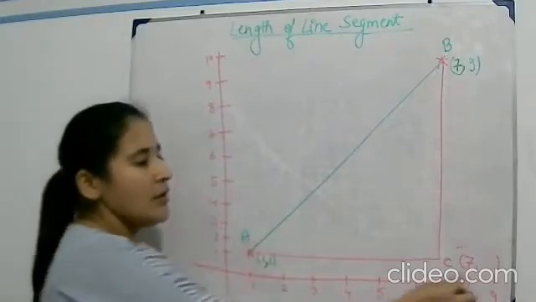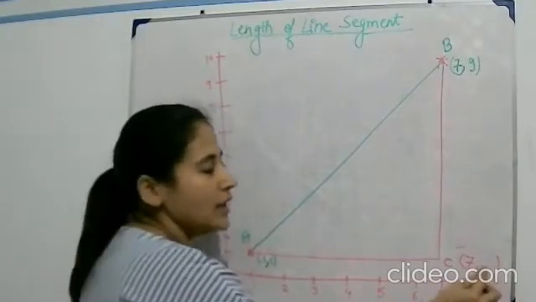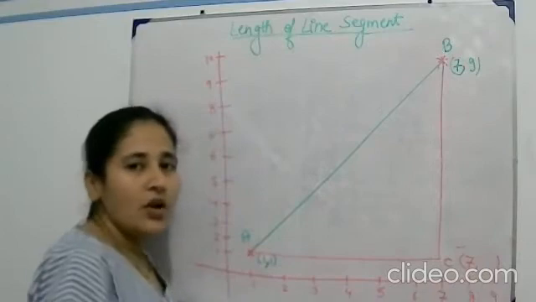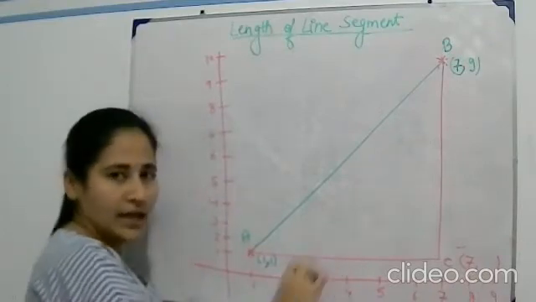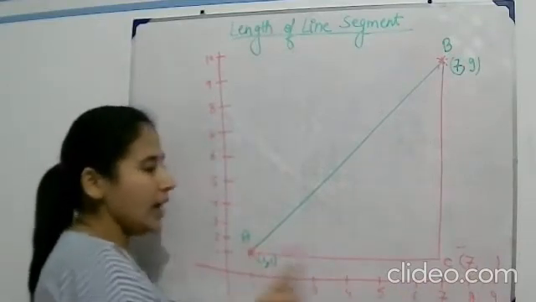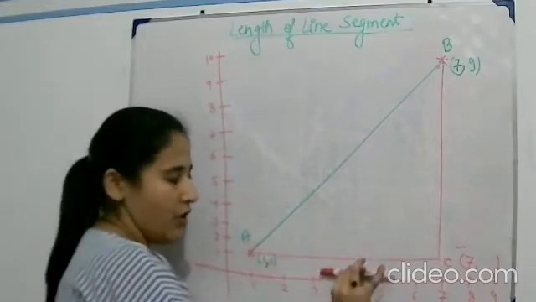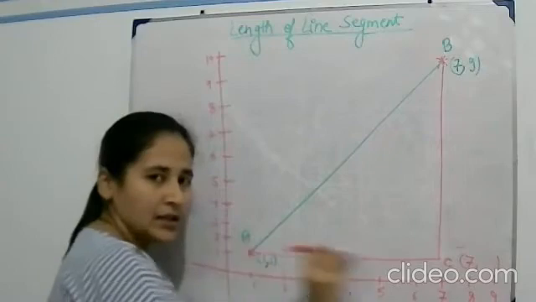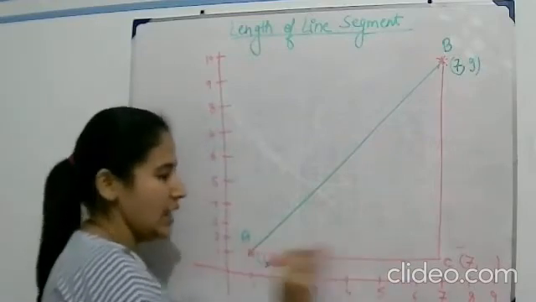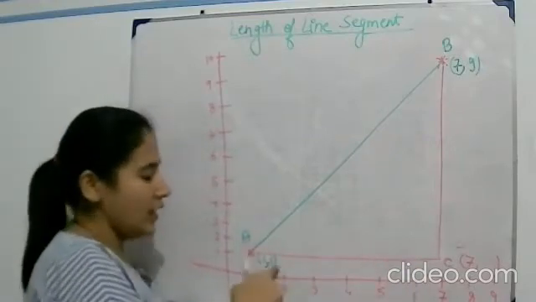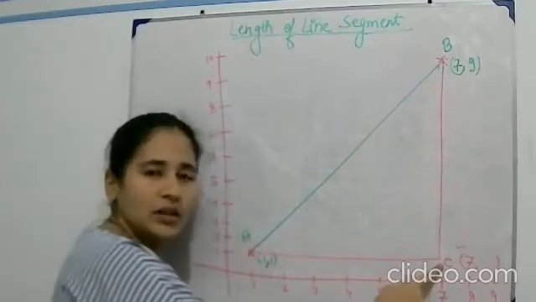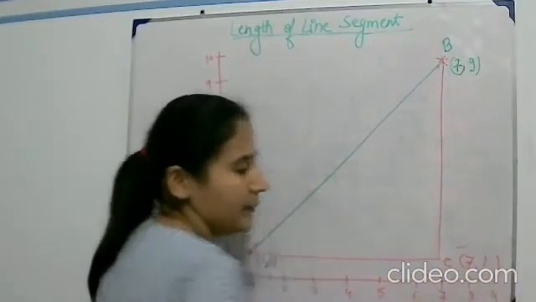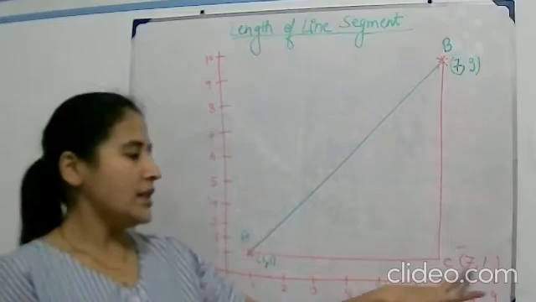Now, what is the Y coordinate? The Y coordinate is the distance of the point from the X axis. So C and A are at the same distance from the X axis. They are at the same height from the X axis, A and C. So the Y coordinate of point A and the Y coordinate of point C will be the same. So now the coordinates are (7, 1).